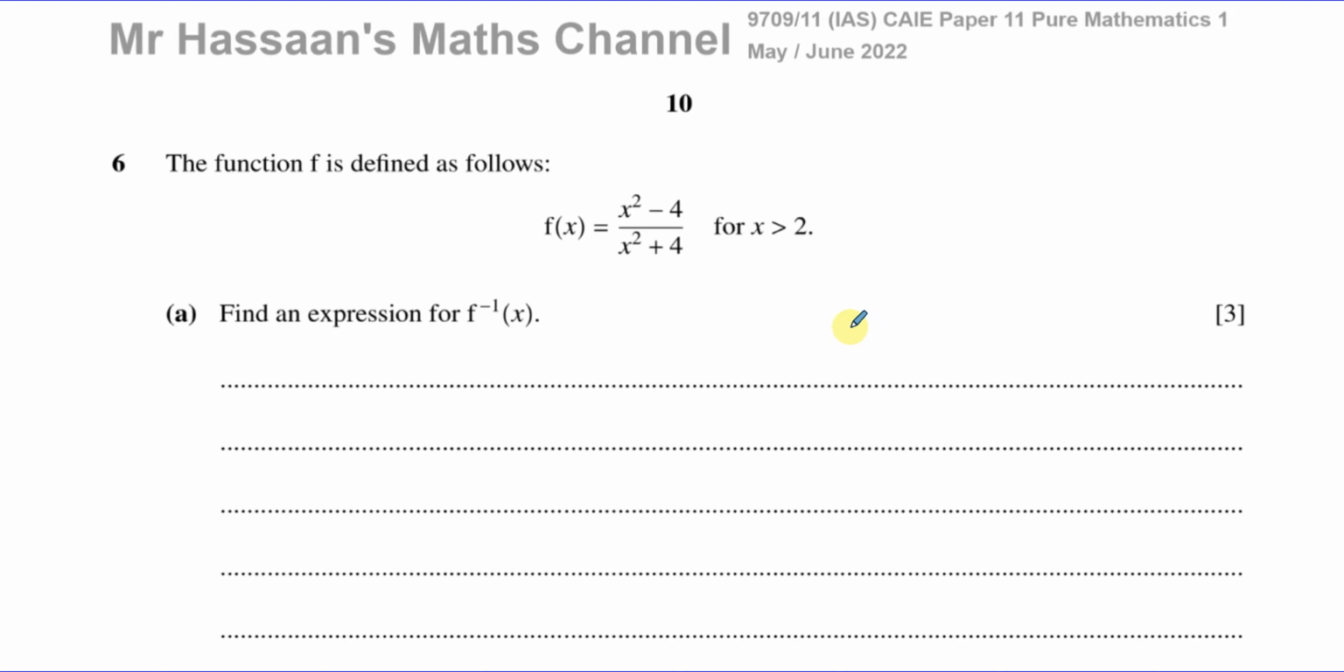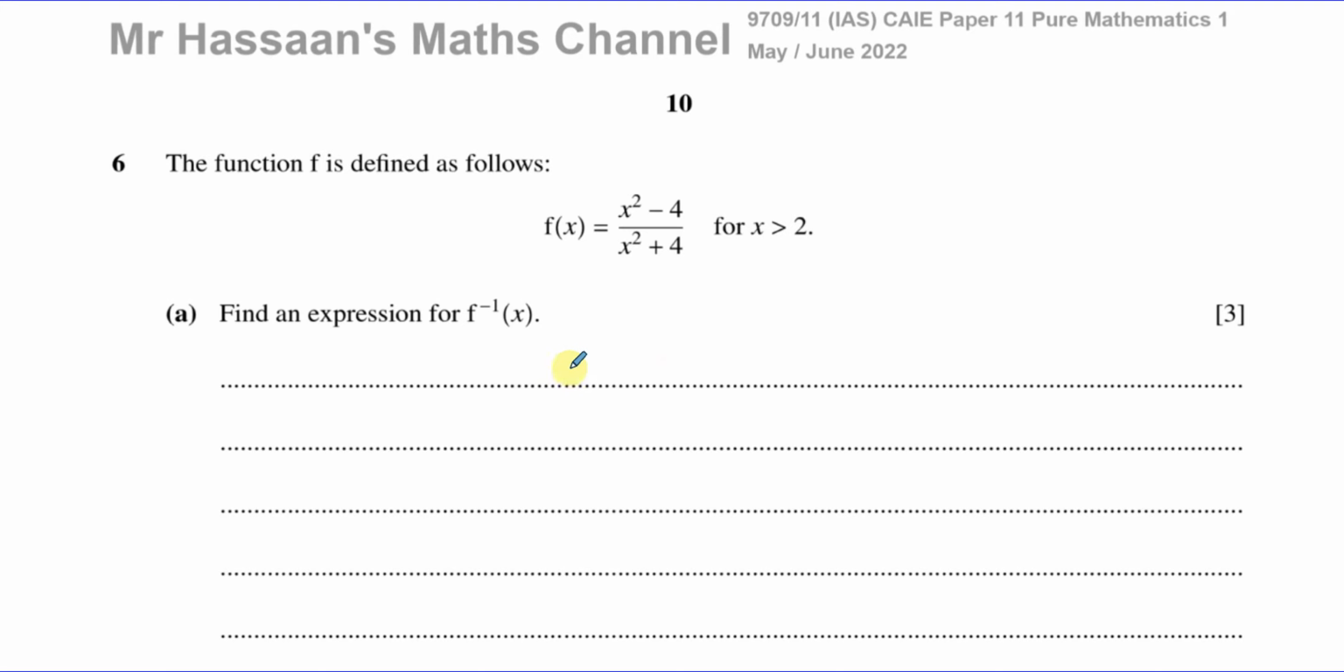And this question here is about functions. It says the function f is defined as follows. f of x equals x squared minus 4 over x squared plus 4 for x is greater than 2. Find an expression for the inverse of f of x.